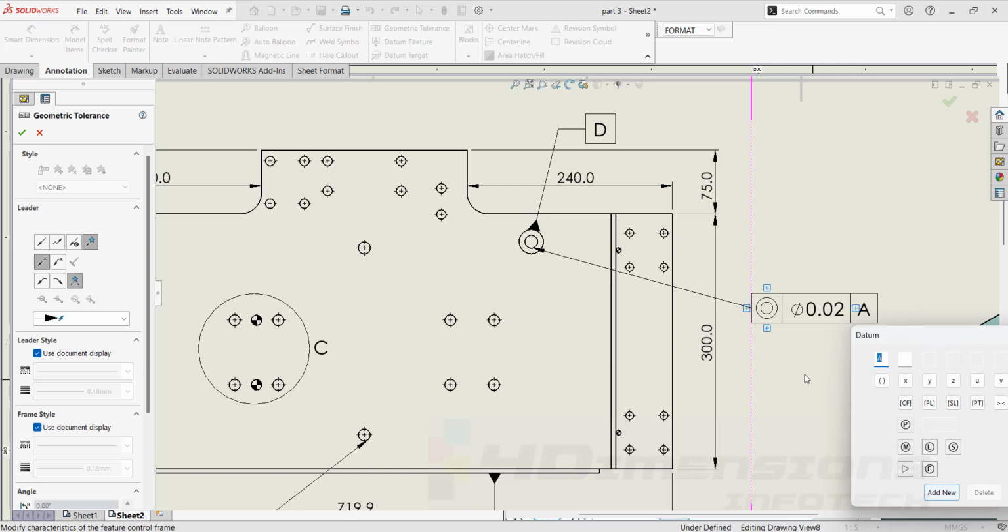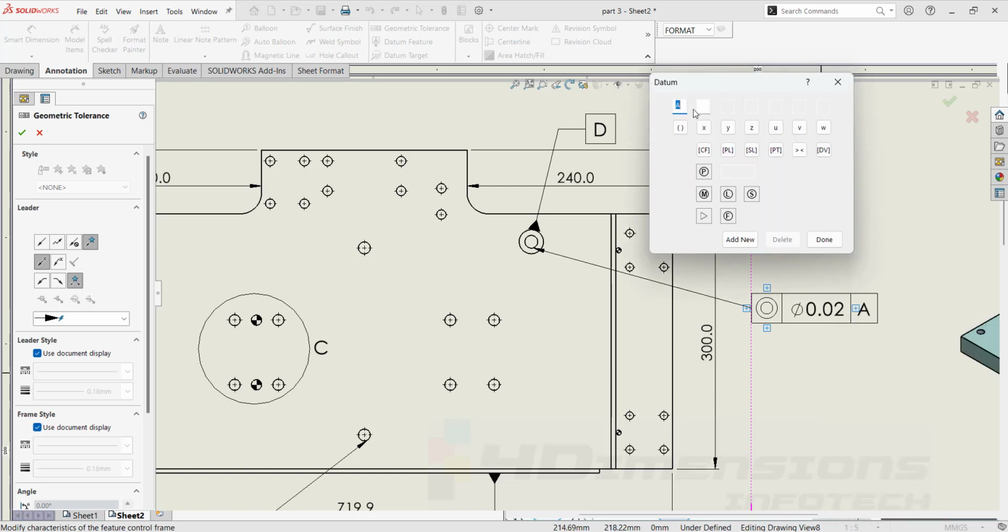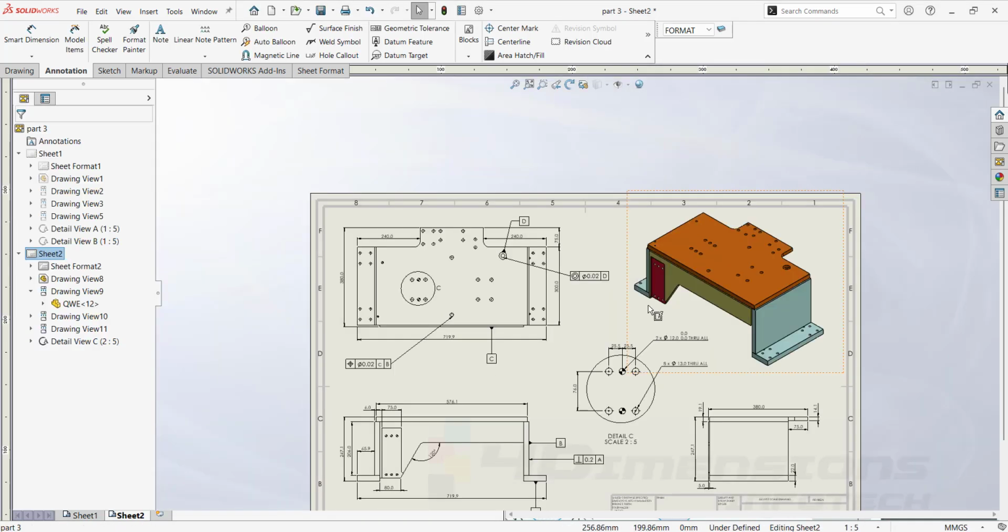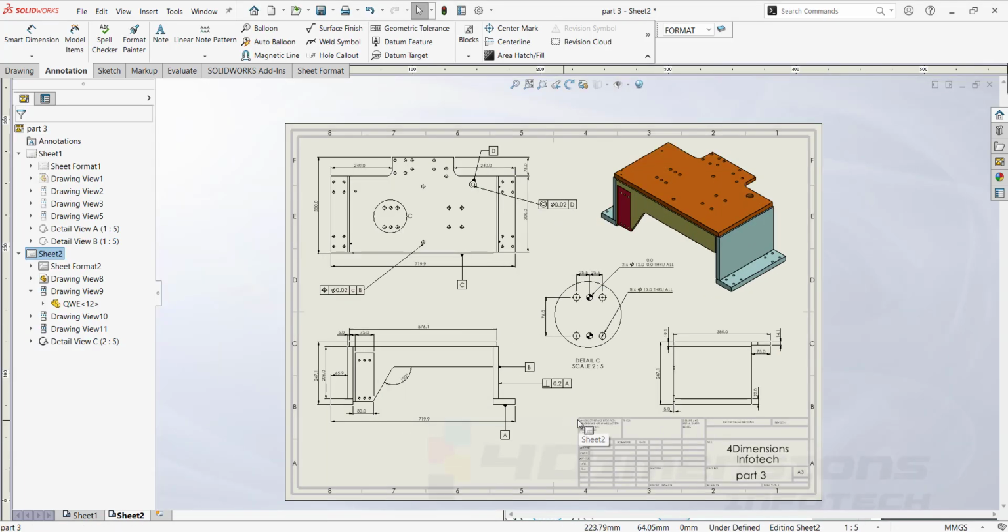Now add the datum symbol. So I'll say it as datum D. It is because we are going to refer to this circle as a reference datum. That's why we are adding D here, as it was named D. So say done after completing. So in this way we can add GD&T symbols in SolidWorks.